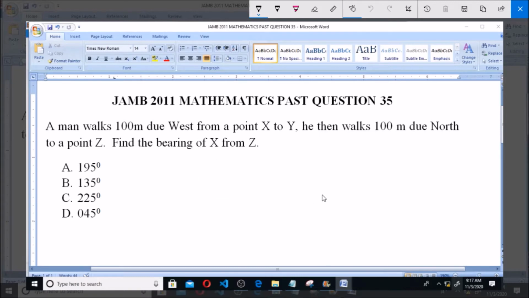Now it is said that the man walks from what? He walks from a point X. Let's call this X. 100 meter due west. That's the left hand side. 100 meter to another point, Y. Let's call this point Y. Then from point Y he moves 100 meters again north to a point Z. Let's call this point Z. 100 meters. Now we're asked to find the bearing of X from Z. That is the bearing of this X from this Z.